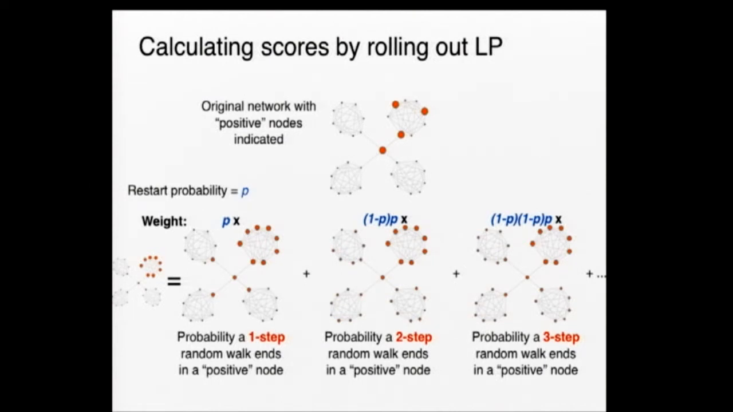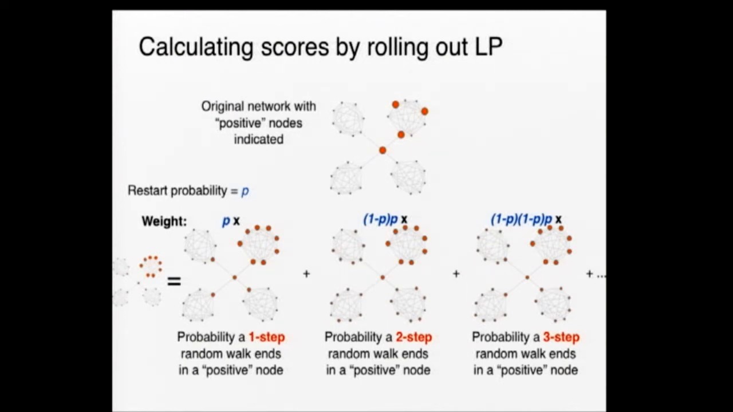Right? Then you add in this network, which shows the probability that a two-step random walk ends in a positive node, or starts in a positive node and ends in you. Then you multiply that by the probability of taking a two-step random walk, which is P, the restart probability, times 1 minus P, because you took an extra step. And so on, and so on.